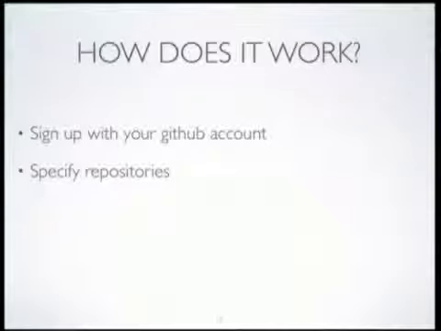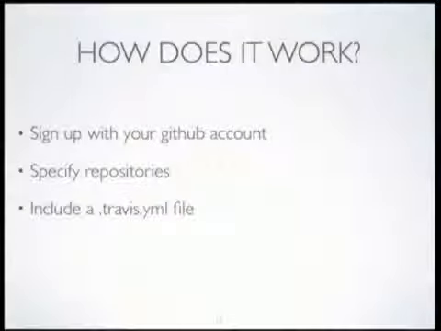So how does it work? First, you need a GitHub account. Travis CI uses your GitHub repositories. So you specify the repositories that you want to test. It's very simple. You just toggle the repository that you would like. You include a travis.yaml file in your repository, and I'll talk about that later on.